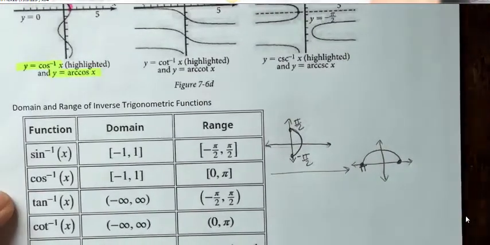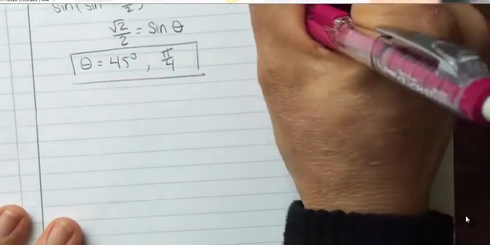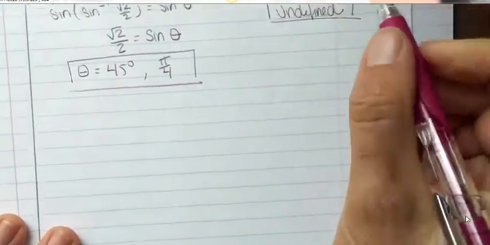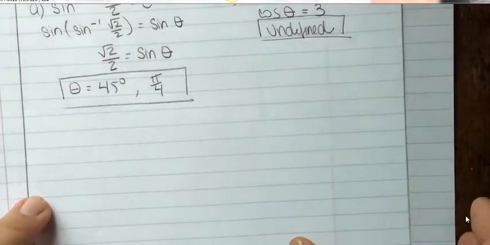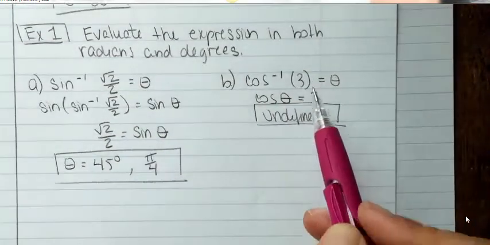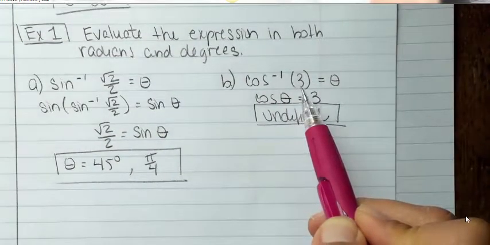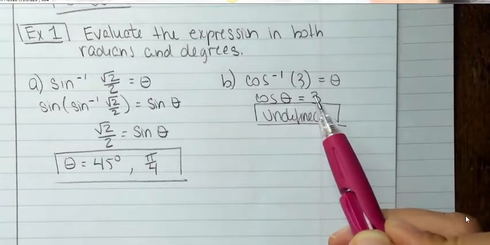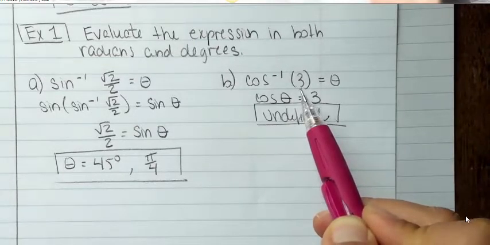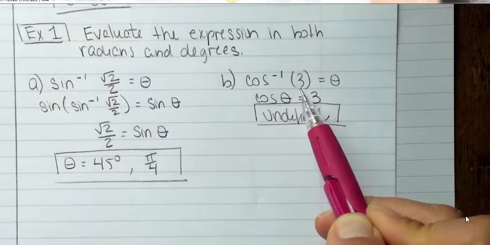Okay. Do one more of these. So that one's undefined, because 3 is outside of the range of the original function, and 3 is outside of, did I say that right? Yeah, outside of the domain of the inverse function. All right, last one here.